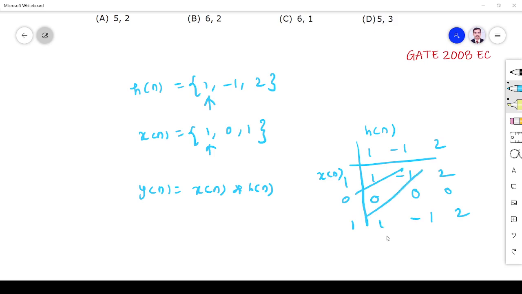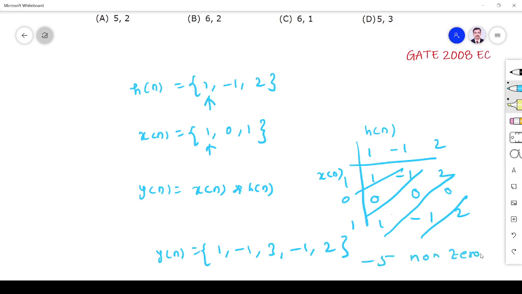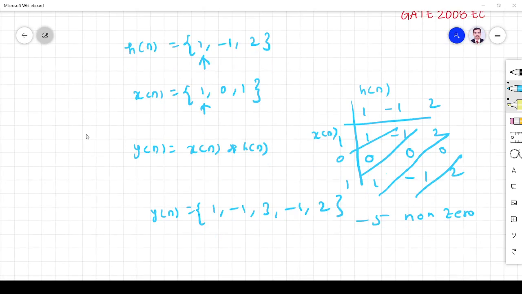Take the output like this. y of n is equal to 1, then minus 1, then 0 and 1 gives 1, then 2 plus 1 gives 3, minus 1, and 2. So how many are non-zero? There are 5 non-zero outputs. Moreover, what is y of 2?